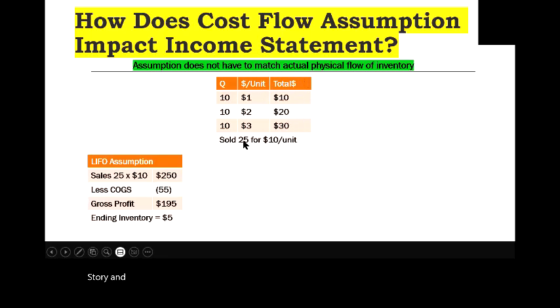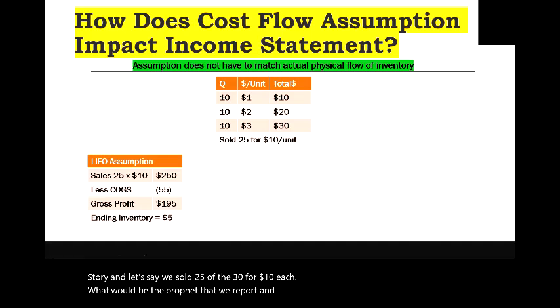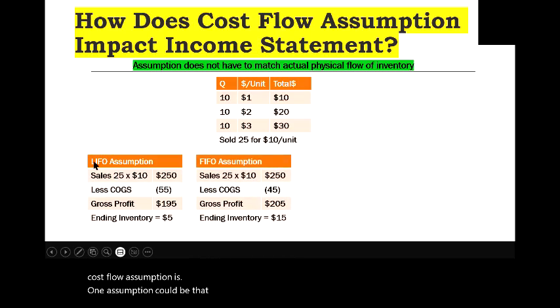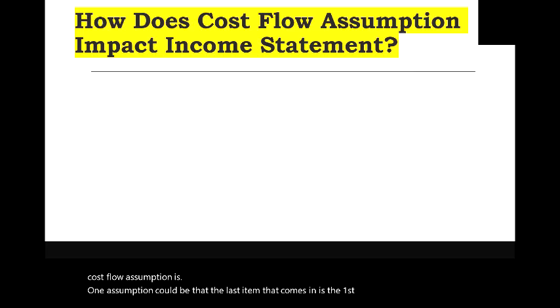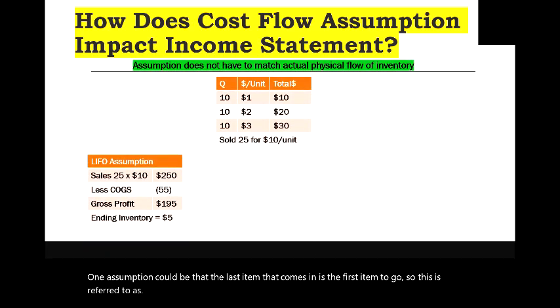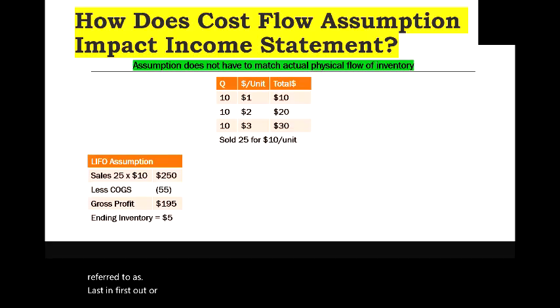And let's say we sold 25 of the 30 for $10 each. What would be the profit that we report? And the answer is it depends. It depends on what the cost flow assumption is. One assumption could be that the last item that comes in is the first item to go. So this is referred to as last in, first out, or LIFO.